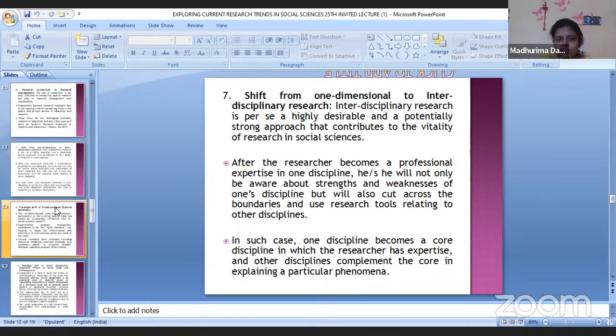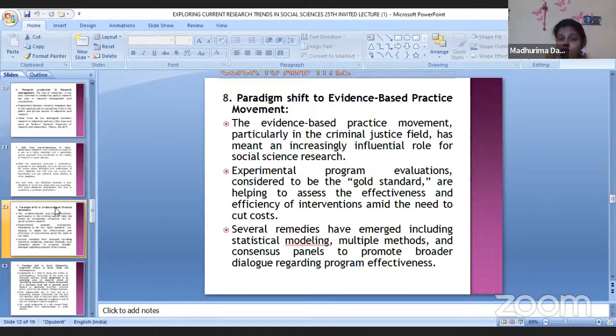Next, coming to the shift to the evidence-based practice movement. Now, what is this evidence-based? Evidence means it is based on certain proofs. So definitely the evidence-based practice movement is very important in the legal sphere, in law and order. It is also highly important in the criminal justice field. So that is why it plays an influential role in social science.